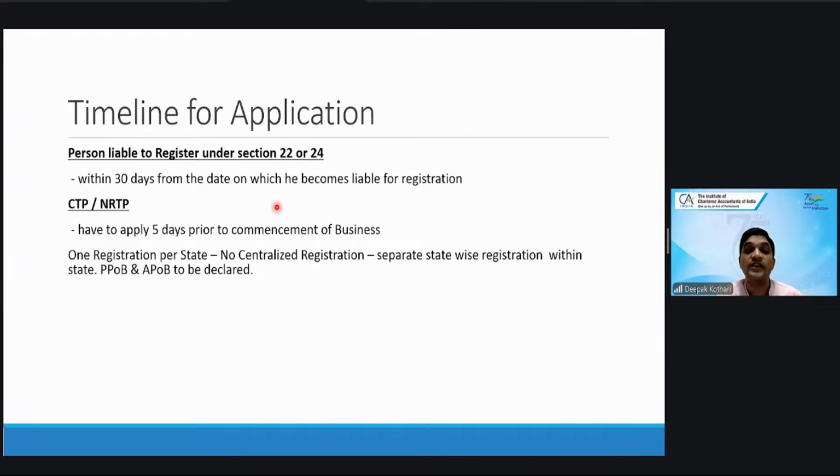So that's the reason: within 30 days from the date when you became liable for registration, you have to apply for it. But in case of CTP and NRTP, you have to apply in advance, 5 days before you start your business, you have to take the registration. Why? Because once you apply for the registration in advance, you have to make a deposit. That's the reason a CTP and NRTP has to take a registration 5 days in advance.